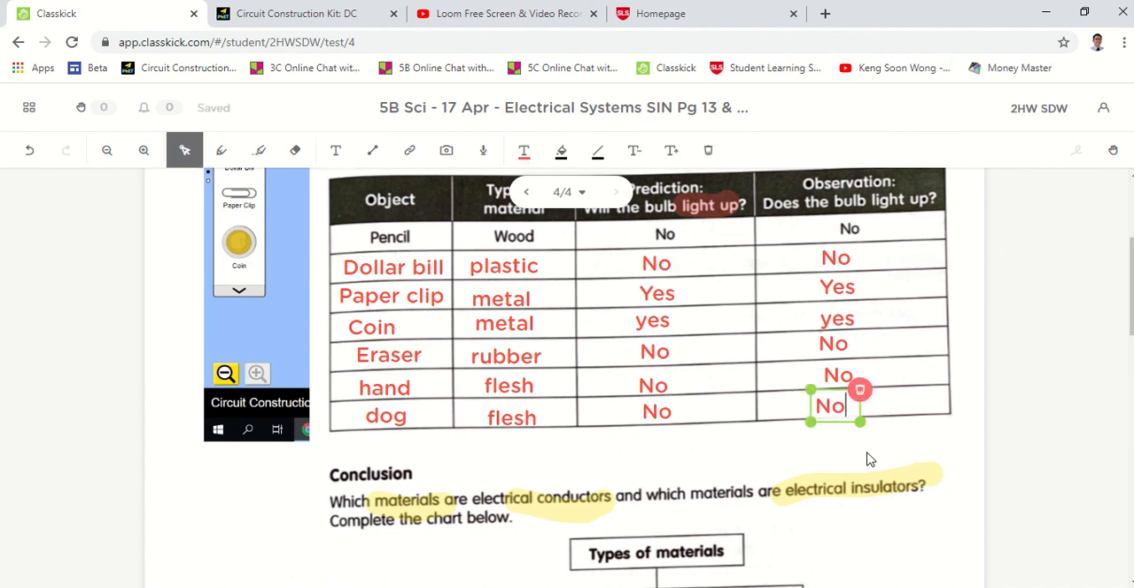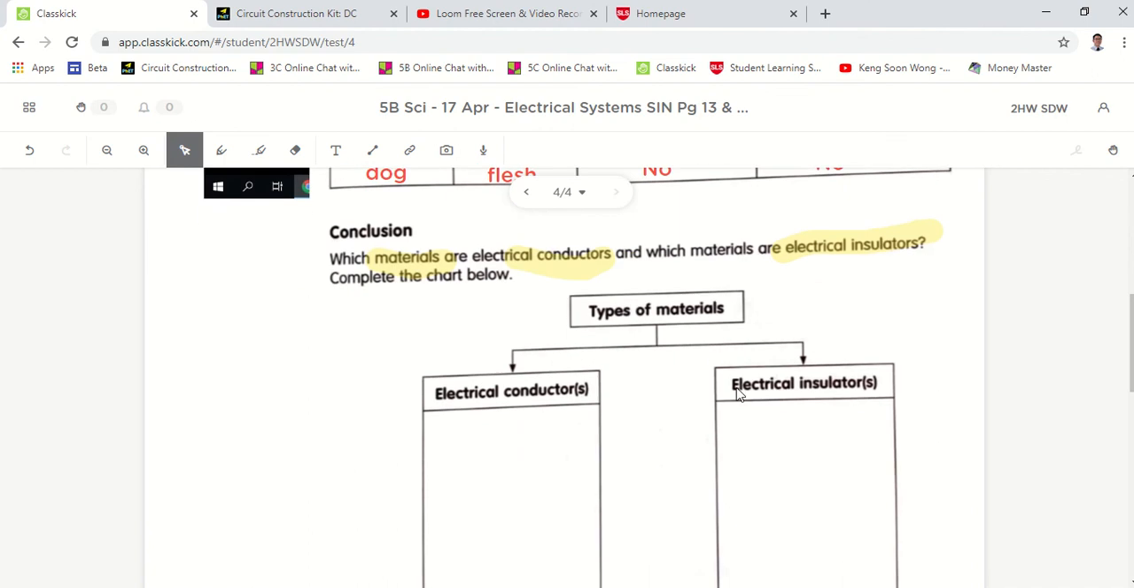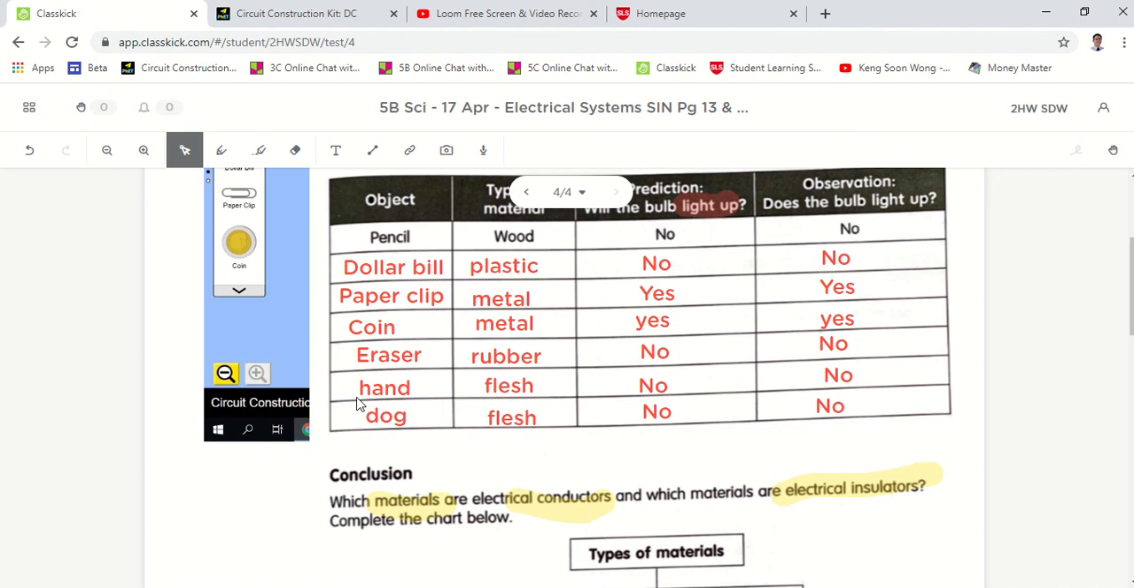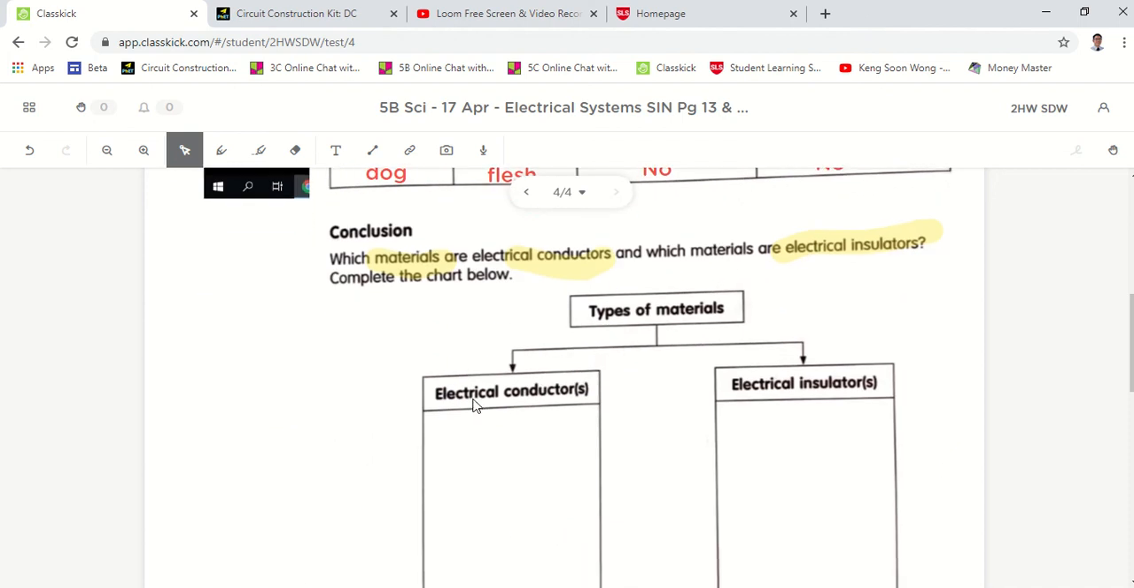Right, so this is the result, and it is the same as what we predicted based on electrical conductor and electrical insulator. Okay, so over here, some of you tried, but some of you mistook objects for materials. These are your objects. These are your materials. So if you write, for example, electrical conductor is paperclip and coin, it's wrong. Paperclip and coin are your objects. I want material.